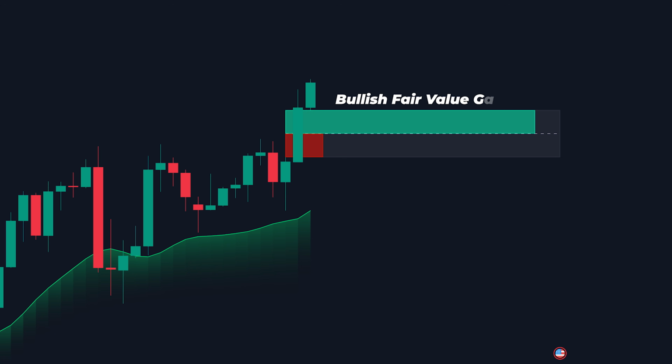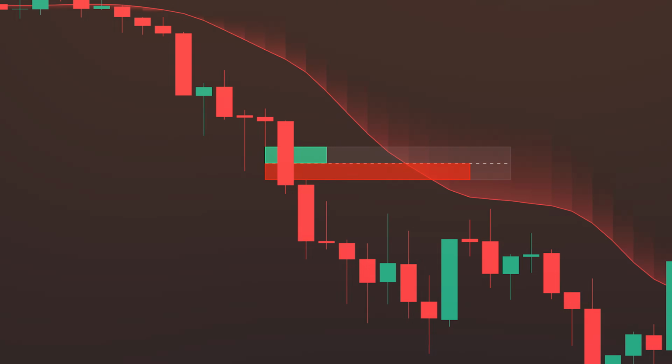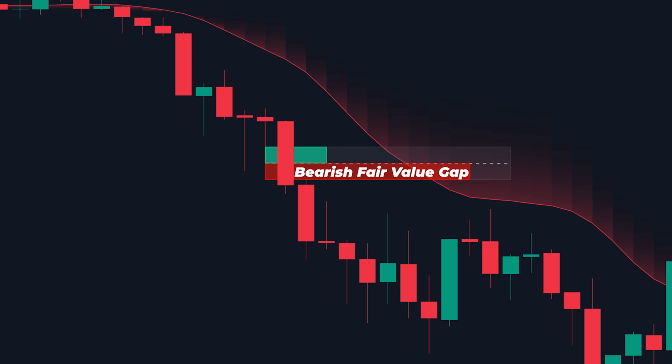Bullish fair value gap. Right here, you can see a gap that forms when price moves up very fast. Bearish fair value gap. Now over here, this is the opposite. It forms when price drops quickly. Sellers were in control, and price left a gap behind.